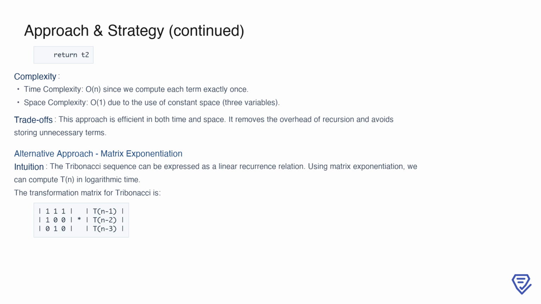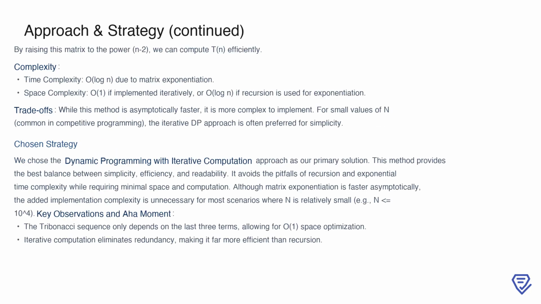However, it also introduces additional complexity. Implementing matrix exponentiation requires a solid understanding of matrix operations, and the overhead introduced by these operations can make it less practical for smaller values of n. While this approach is theoretically faster, the trade-off lies in its complexity, which might outweigh its benefits for the constraints of this problem. Given the constraints of this problem and the range of possible inputs, we have chosen the dynamic programming approach with space optimization as our solution.